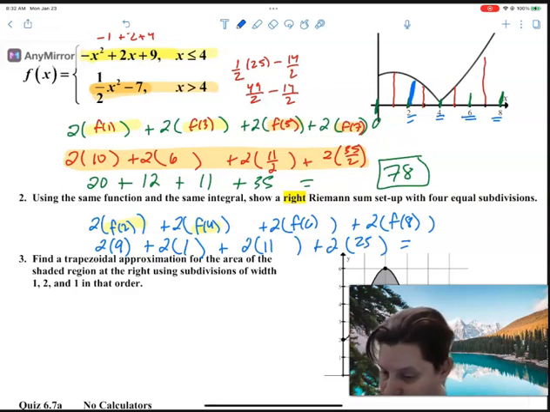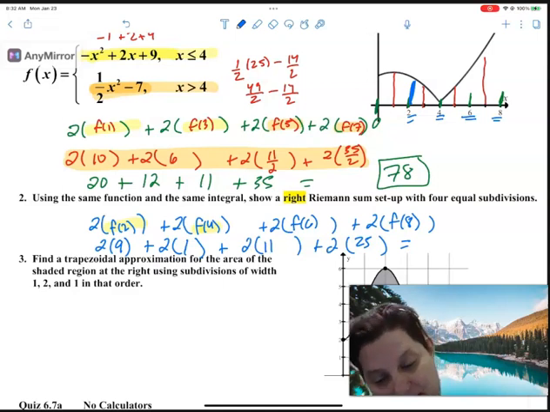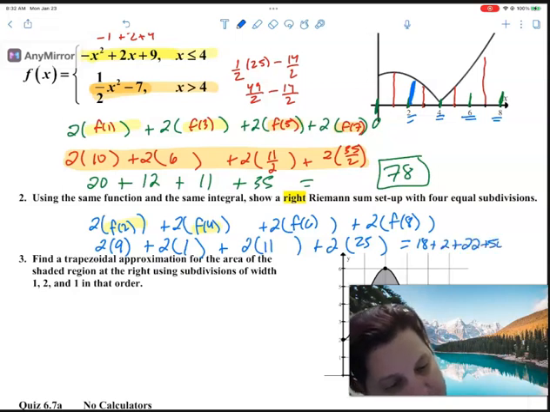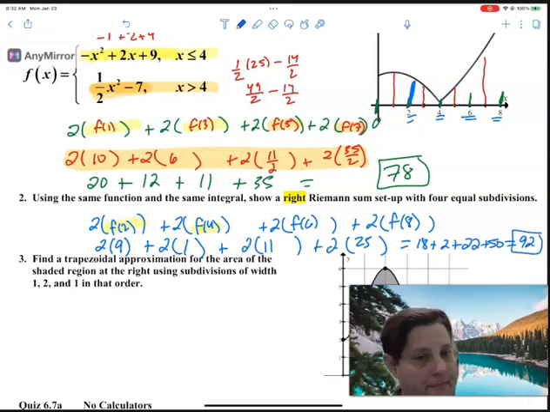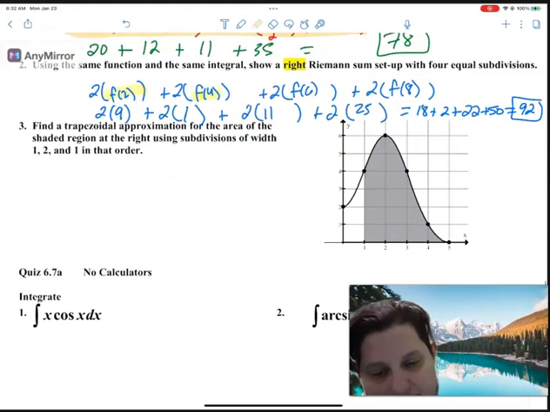If it's multiple choice, though, I'm going to go ahead and add those up. So let's see, 9, 1, 11, 25. So this is going to give me 18 plus 2 plus 22 plus 50. That gives me 92. Okay, there's my right Riemann sum. All right, nice.